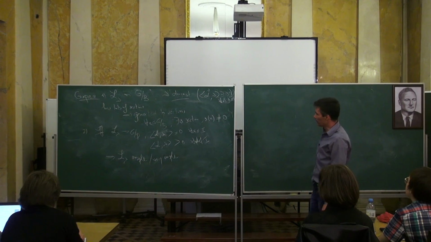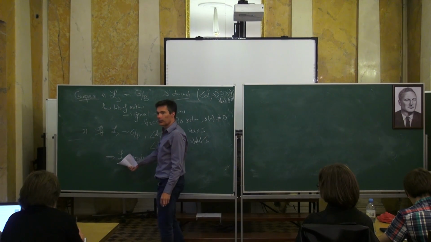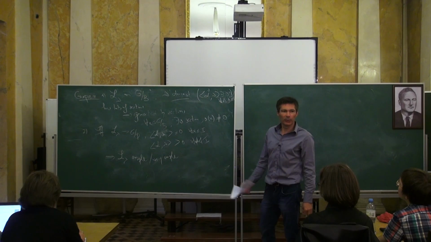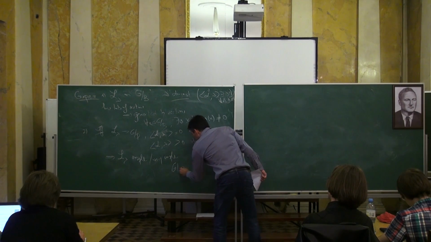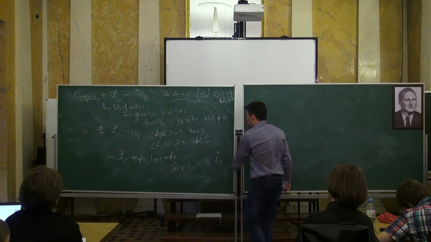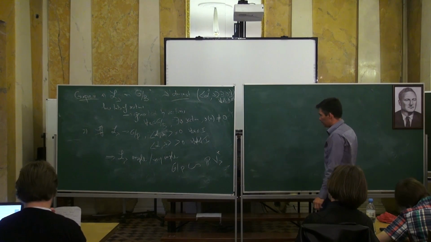Very ample means that the space of sections defines an embedding of the variety into projective space. And what is the embedding? Of course, you guess that it is the embedding inside the projectivization of the lambda dual. Okay.